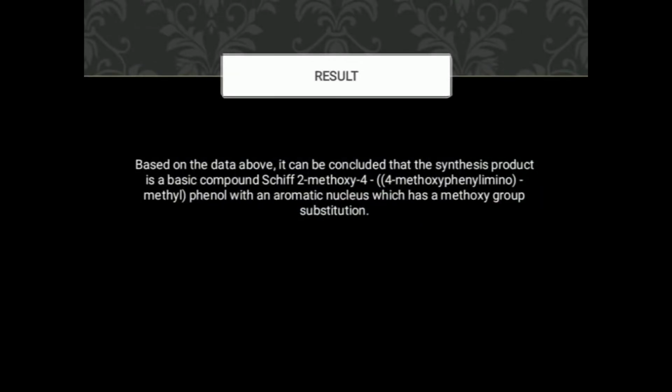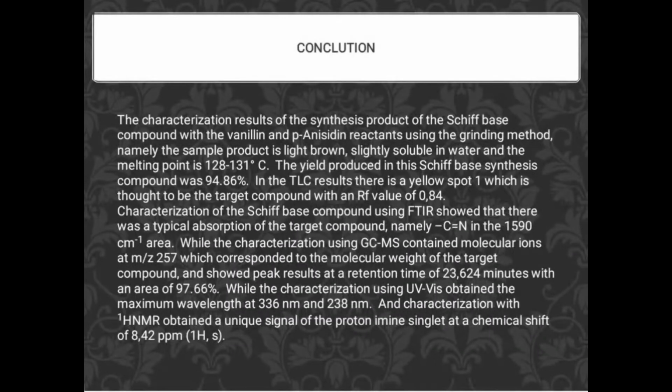Based on the data, it can be concluded that the synthesis product is a Schiff base compound, 2-methoxy-4-methoxy-phenylamino-methylphenol, with an aromatic nucleus which has a methoxy group substitution. Conclusion: the characterization result of the synthesis product of the Schiff base compound with the vanillin and p-Anisidine reactants using the grinding method is that the sample is light brown, slightly soluble in water, and the melting point is 128 to 131 degrees Celsius.